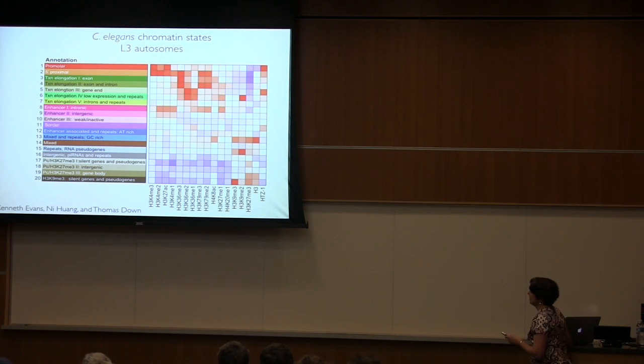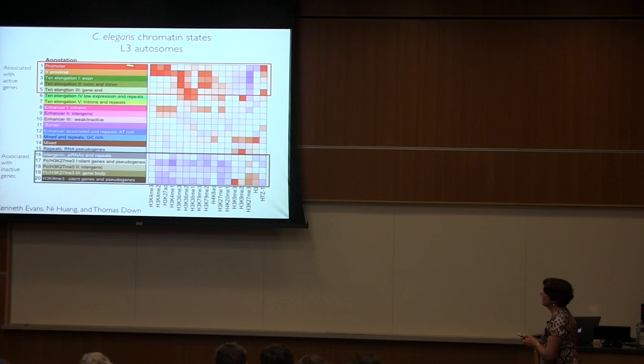So we've ordered them to put at the top the 5 states most highly associated with active genes. Genes in the top 20% of expression are most associated with these states, and states 16 to 20 are most associated with genes in the bottom 20% of expression. And here we have all the other states. We wanted to see if there were gene activity domains in the genome and look for patterns.